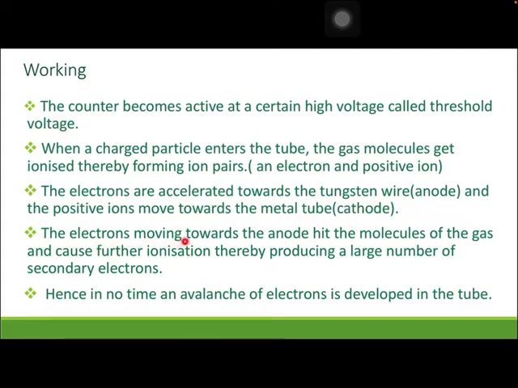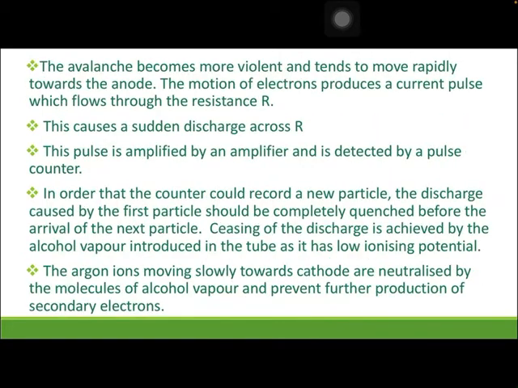The electrons moving towards the anode hit the molecules of the gas and cause further ionization, thereby producing a large number of secondary electrons. In their path, these electrons carry energy. So when they hit the molecules of the gas in their path towards the anode, they cause further ionization, producing a large number of secondary electrons. Hence, in no time, an avalanche of electrons, avalanche being nothing but a flow of electrons, is developed in the tube. The avalanche becomes more violent and tends to move rapidly towards the anode.